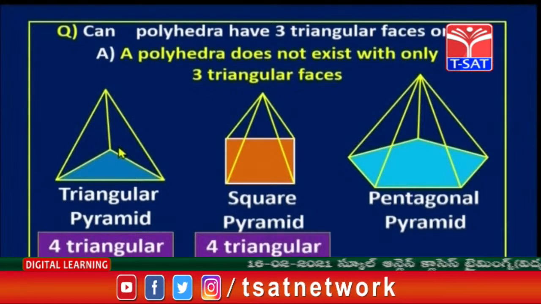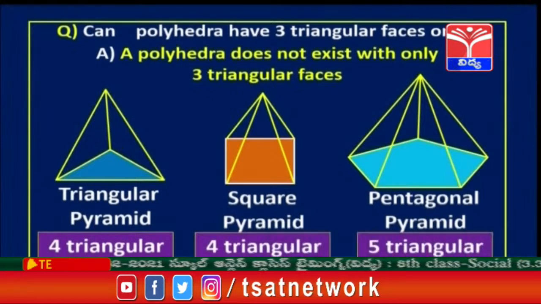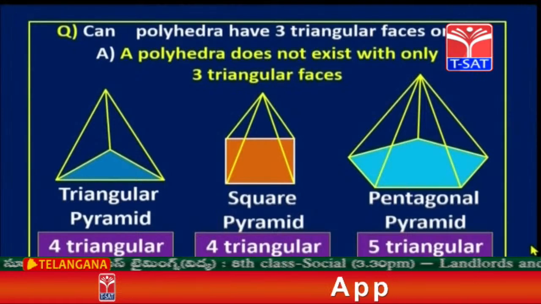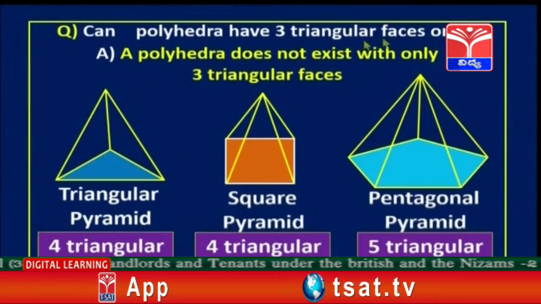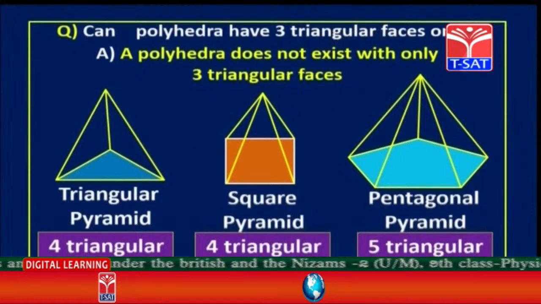For a square pyramid, 4 triangular faces. For a pentagonal pyramid, 5 triangular faces. See children, a polyhedron cannot form with only 3 triangular faces. The minimum number required is 4.